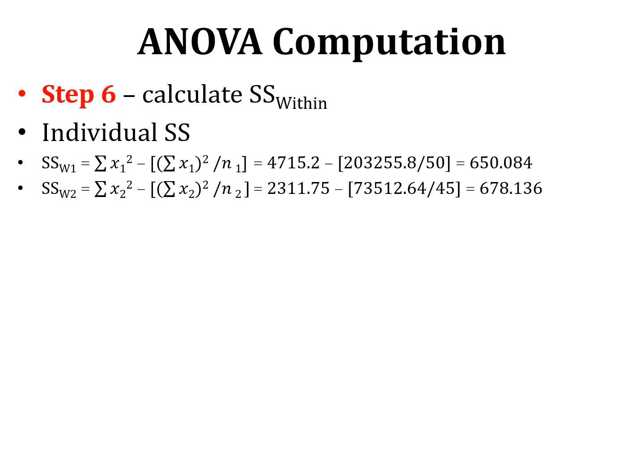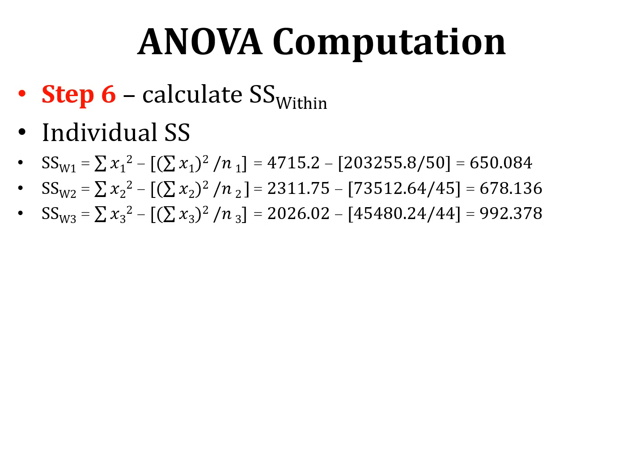Then we have sum of squares for sample number 2, and for that purpose we have summation x square, which is 2311.75, and then the summation x2 whole square is 73,512.64, and this is divided by the number of observations in sample number 2, which is 45, and our answer is 678.136, which is the sum of squares for sample number 2.